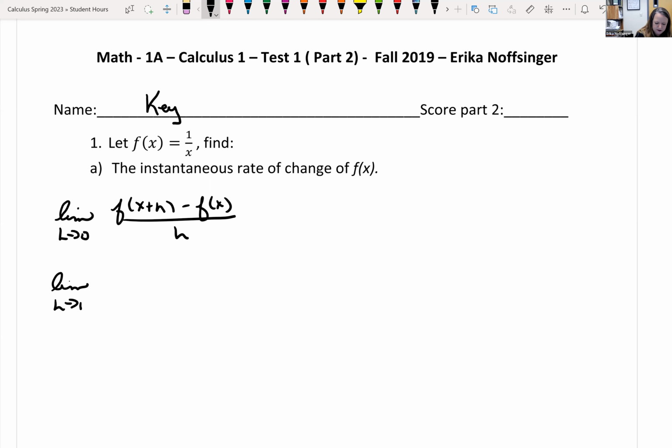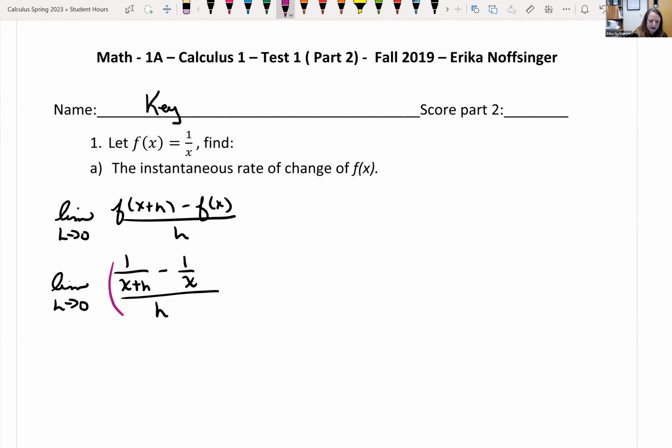So doing direct substitution, if I plug in x plus h wherever I see an x in my original function, I have 1 over x plus h minus f of x, which is 1 over x, all over h. Unfortunately, we do our direct substitution, we get that indeterminate form of 0 over 0. So we need to manipulate it.